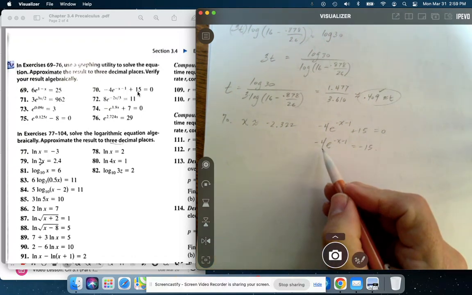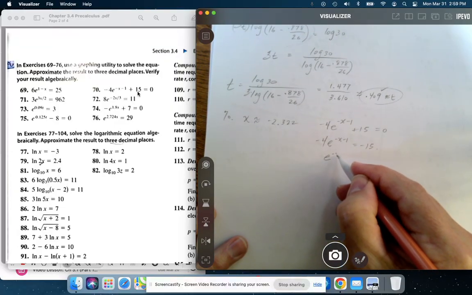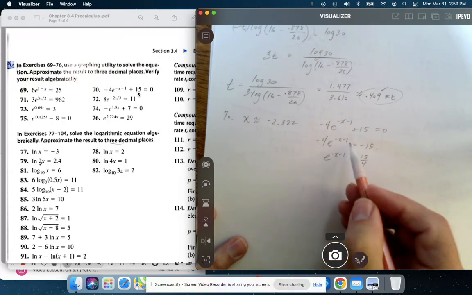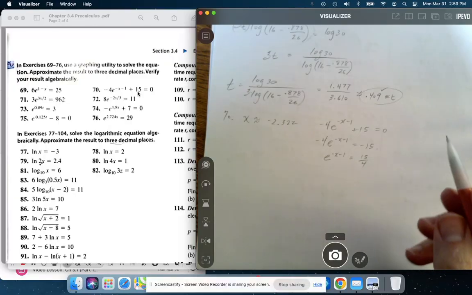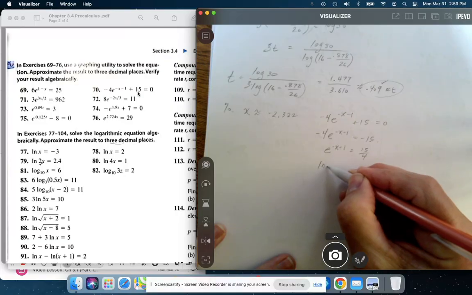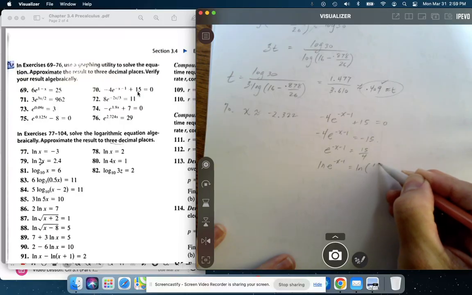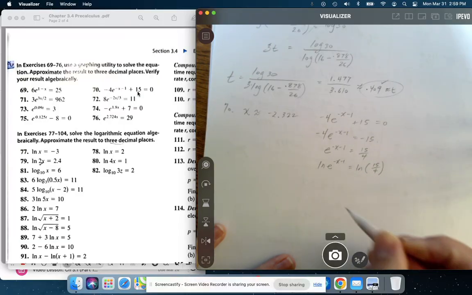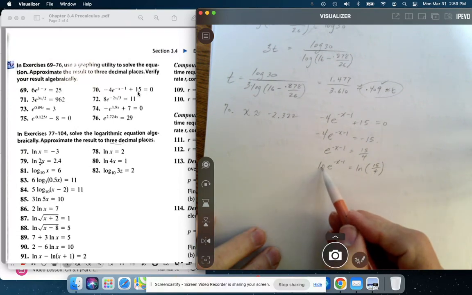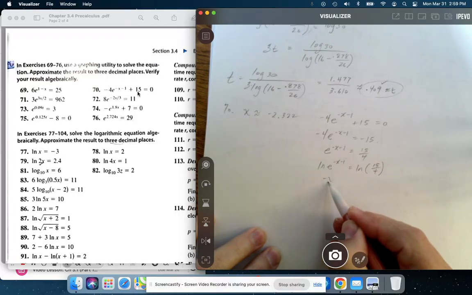Now I'm going to divide by negative 4. So e to the negative x minus 1 equals positive 15 over 4. That's what I get when I divide both sides by negative 4. Okay, now since it's e, I'm going to take the natural log of both sides. Natural log of e to this is just the exponent, so everything cancels except the exponent.